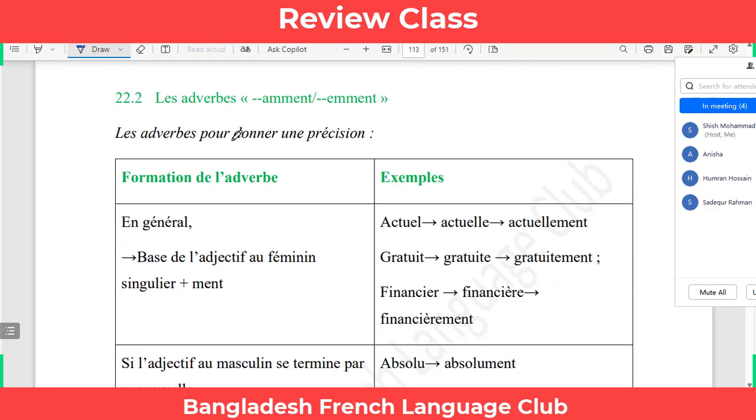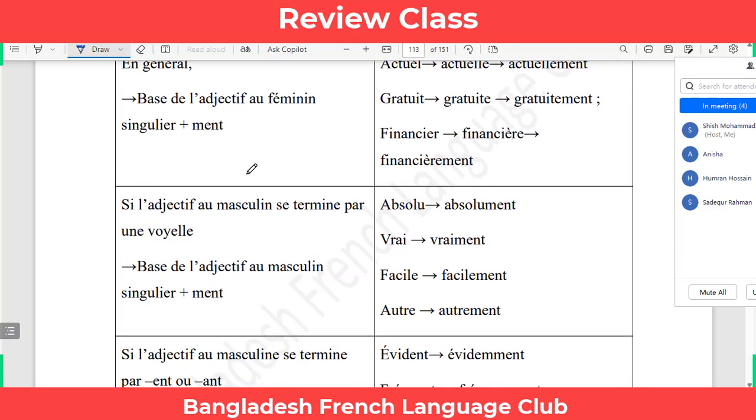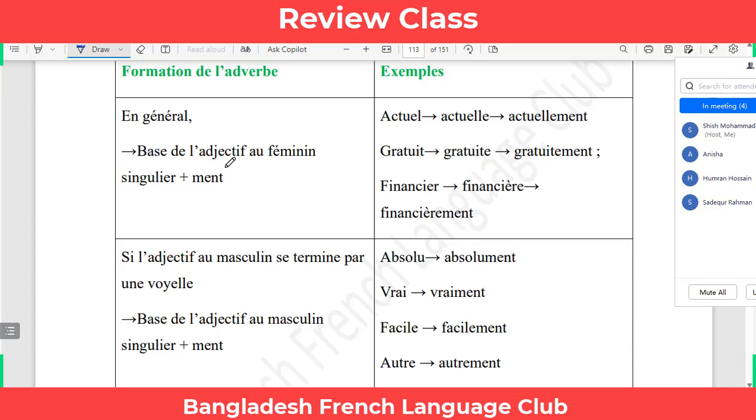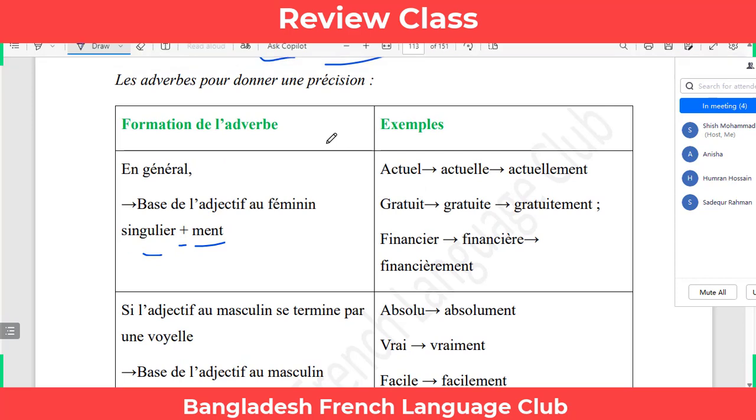To make an adverb, the general rule is: base de l'adjectif au féminin singulier plus ment. So if we want to make any adjective into an adverb, first we need to transform it from masculine to feminine, take the feminine one, and then add the ment.